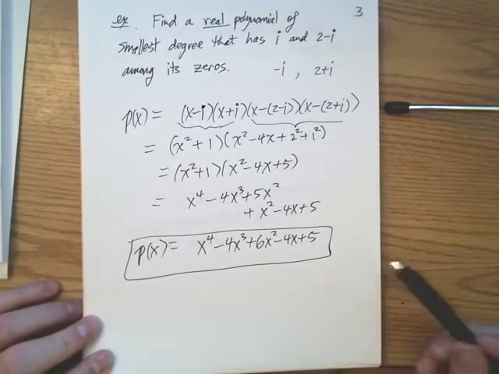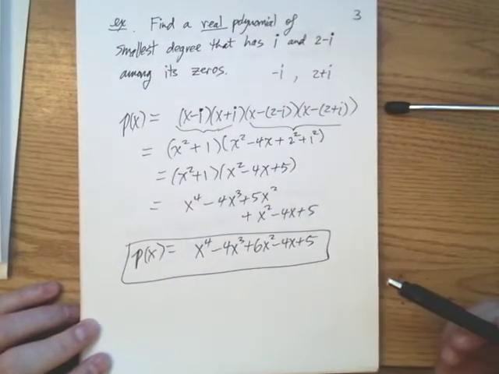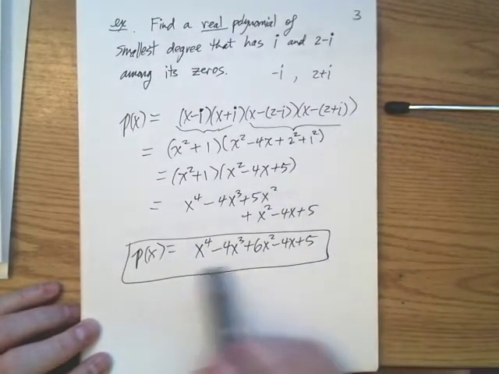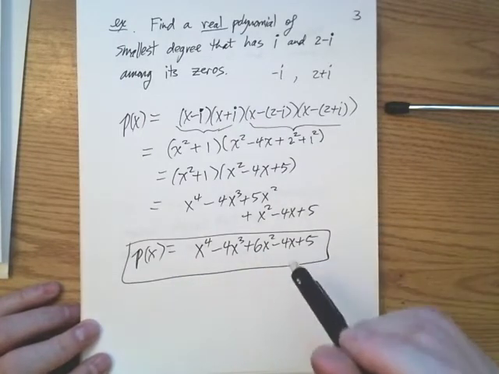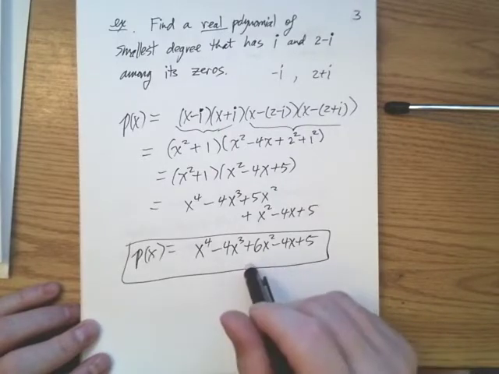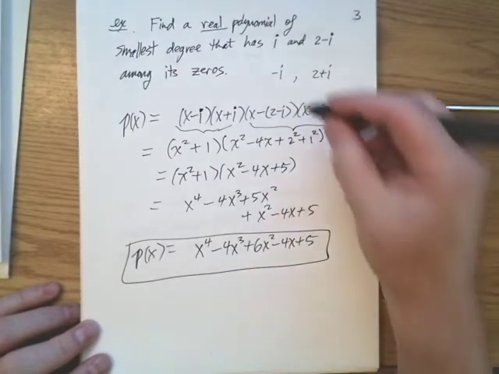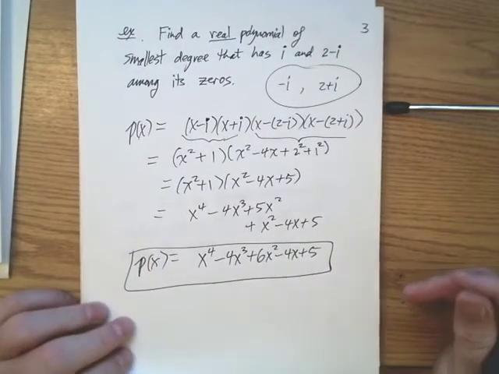So what's the minimal degree under this condition? The minimal degree is 4, right? Again, any non-zero real multiple of this would work. But this guy has what? It has zeros i, negative i, 2 minus i, 2 plus i. Okay, so it's got those extra 2 imaginary zeros.